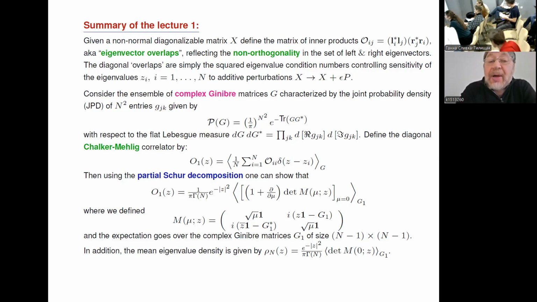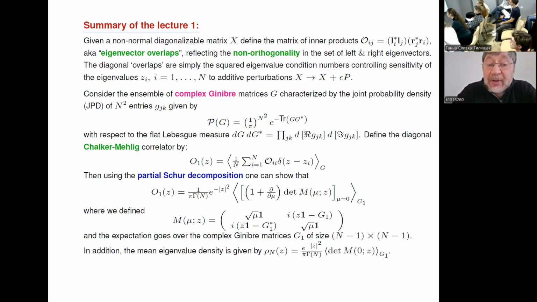Then, in order to characterize these diagonal entries O_ii, we followed a suggestion of Chalker and Mehlig and introduced the so-called Chalker-Mehlig diagonal correlator by this expression: the expectation of these diagonal entries O_ii weighted with Dirac masses at a point z in the complex plane. The goal is to find an explicit expression and eventually study the asymptotic behavior of this Chalker-Mehlig correlator when the size of the matrix tends to infinity.